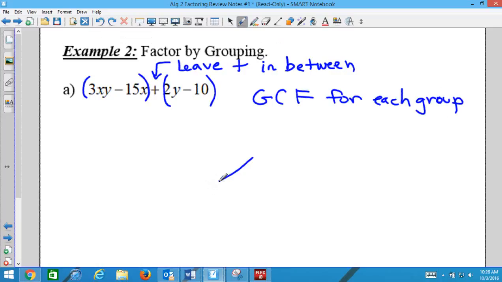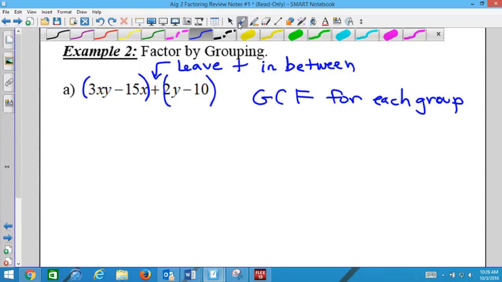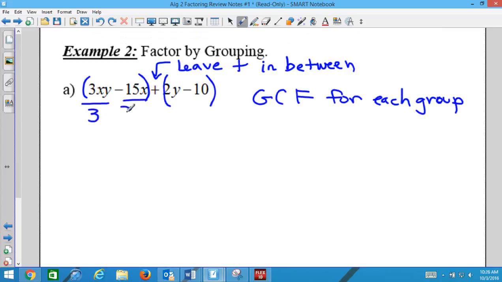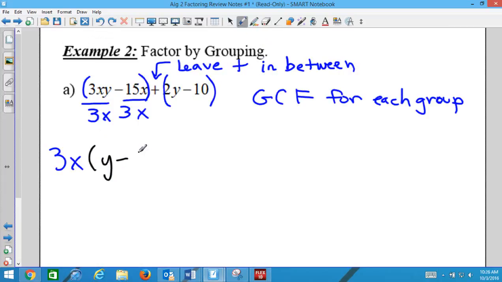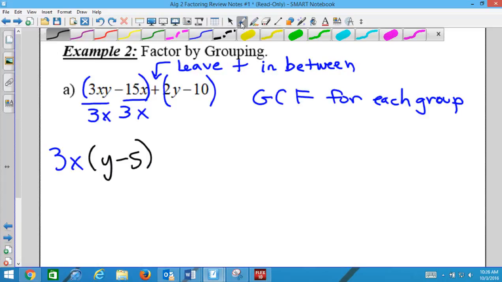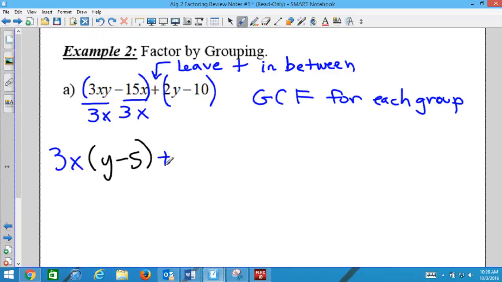So out of the first group, what's my GCF? 3x. So I'm going to pull that 3x out in front. And what is left over is y minus 5 when I pull out the 3x, when I undistribute the 3x. We have a plus sign. What is my GCF out of the second parenthesis? 2. So I'm going to undistribute that 2, and what is left over? Y minus 5.